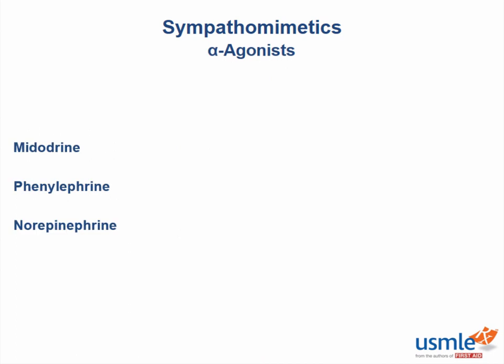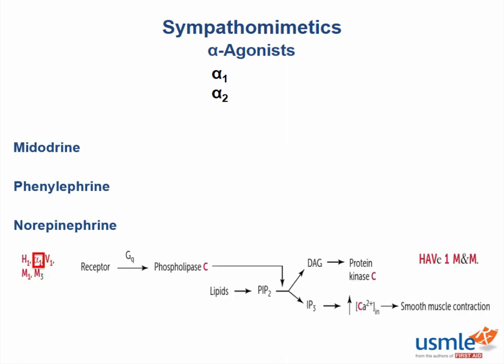Now let's move on to our alpha agonists. There are two alpha receptors, alpha 1 and alpha 2. Now, do you remember which G proteins are coupled to our alpha 1 and alpha 2 receptors? Alpha 1 is coupled to Gq and alpha 2 is coupled to Gi. Remember from our cholinomimetics lecture, the Gq pathway activates phospholipase C, which goes on to make diacylglycerol and inositol triphosphate.